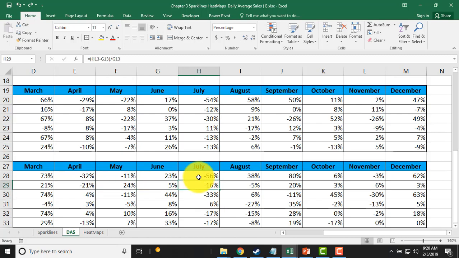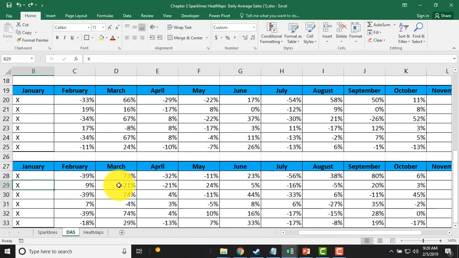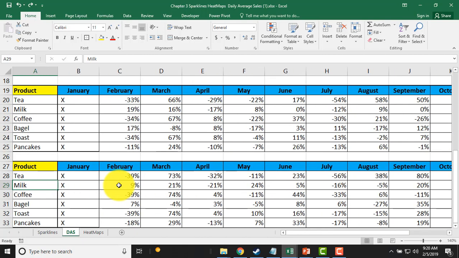Like down here, it's negative 16% instead of negative 12. But you do have some over here where they're positive, where they were negative up here, right? Or they were 8% and now they're 24% sales growth. So in business, you do want to carefully look at your data like this and set up new ways to think about it. Okay? So that is daily average sales growth.